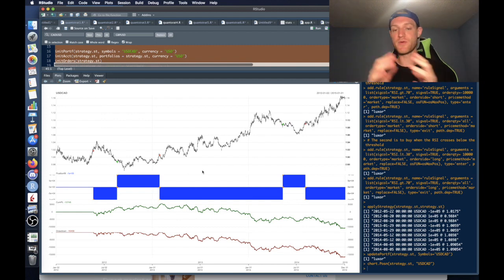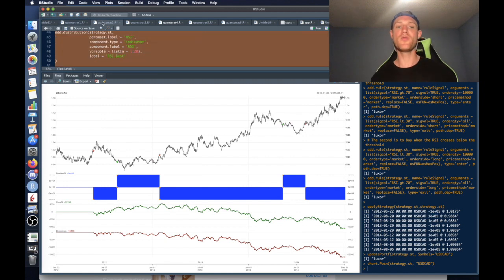Keep in mind guys, as we move forward, these green little arrows mean we're buying, and the red arrows mean we're selling. So for example, on 2012, May 22, we decided to sell $100,000 worth of USD CAD at 1.0175.